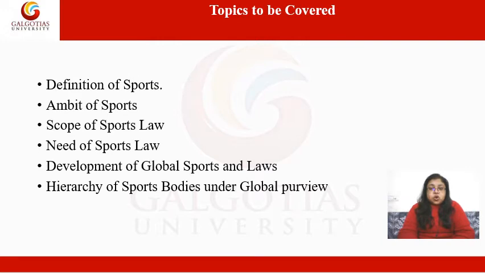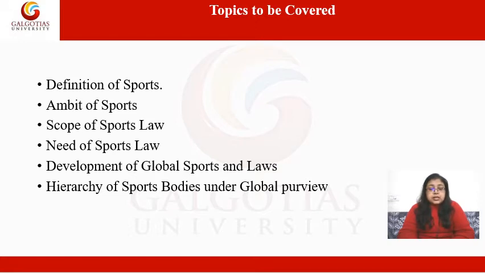In this slide, the main topics which have been covered are the definition of sports, ambit of sports, scope of sports law, need of sports law, development of global sports and laws, and hierarchy of sports bodies under global purview. If we see, the chronology has been followed very carefully because, before entering into the domain of law, we have to understand thoroughly what the concept of sports is at all.